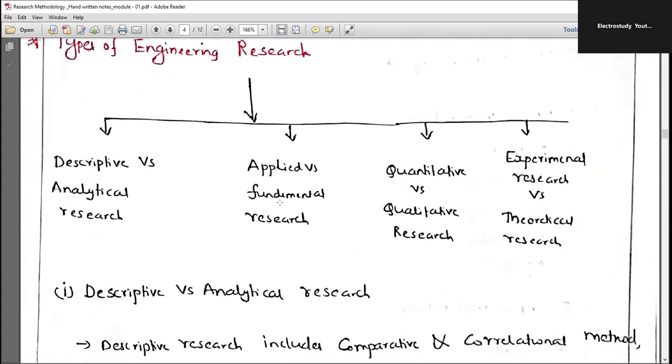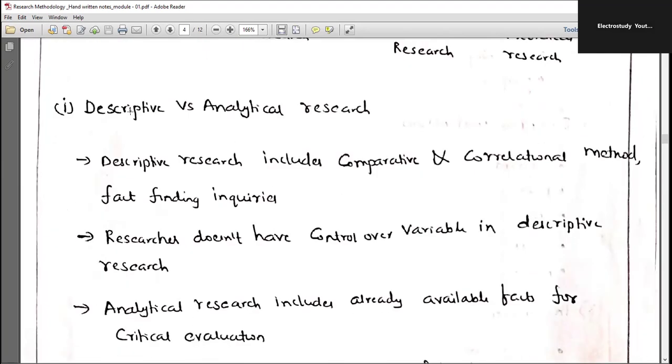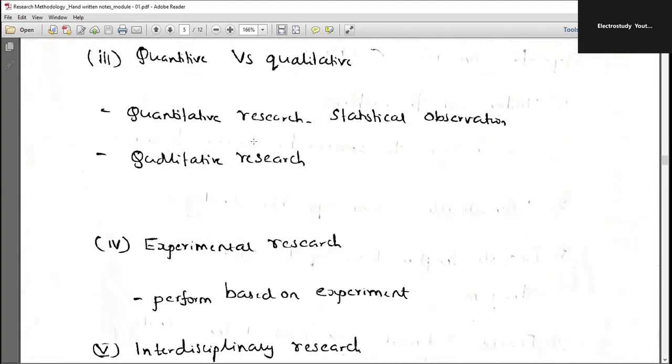Descriptive versus analytical research, applied versus fundamental research, quantitative versus qualitative research, experimental research versus theoretical research. You have to explain individually. The descriptions are given below. Kindly refer to this and you can update the important information. Each and every meaning you are supposed to explain. So now I'll be moving on to another set of questions.